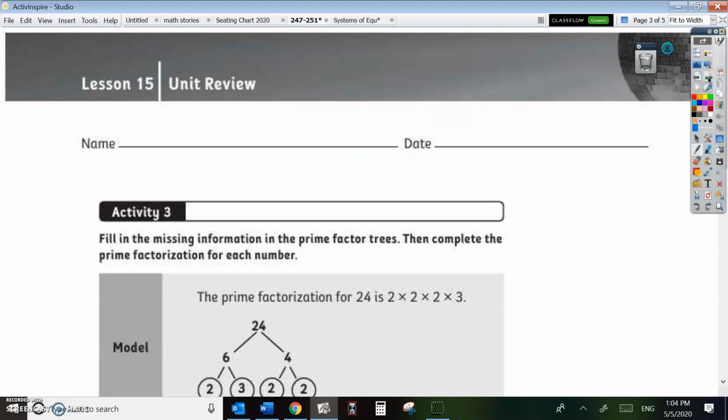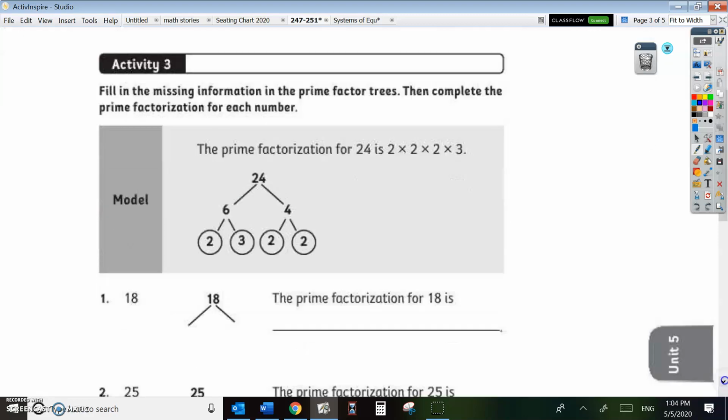Fill in the missing information in the prime factor trees, then complete the prime factorization for each number. Prime factorization for 18, so we could do 2 and 9. We know that 2 is prime, and 9 is composite, so let's break 9 up into its prime factors. Prime factorization for 18 is 2 times 3 times 3, or another way to write that is 2 times 3 to the second power.